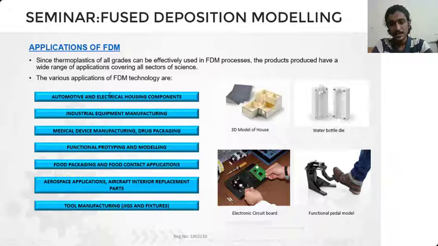And we can take a look at a model of a 3D house built by the FDM process, then a die cavity for plastic bottle manufacturing. Then an electronic circuit board can be created by the FDM process. Then we can see a pedal, which is a functional model that has been created with the aid of the FDM process.